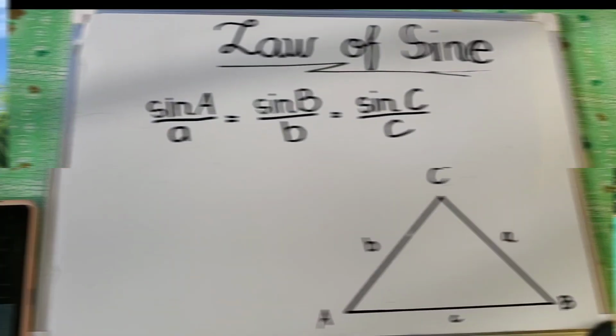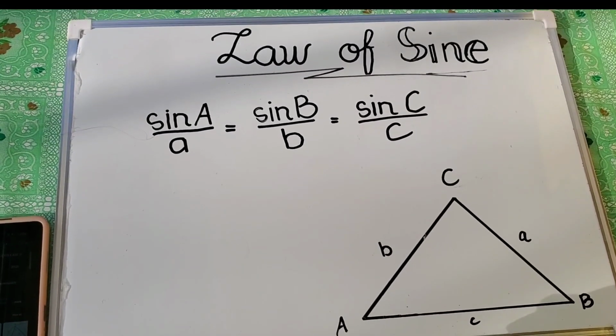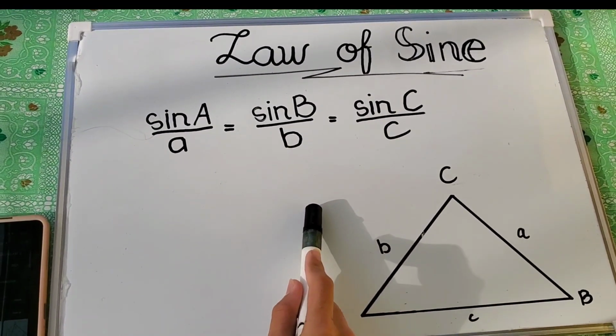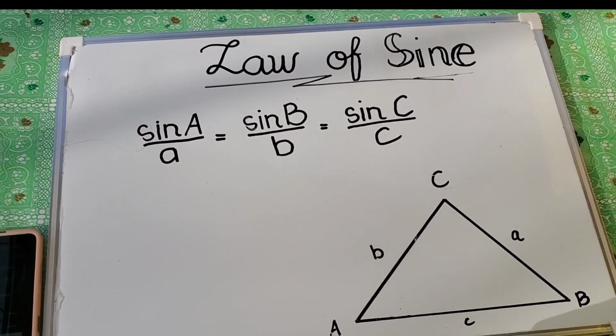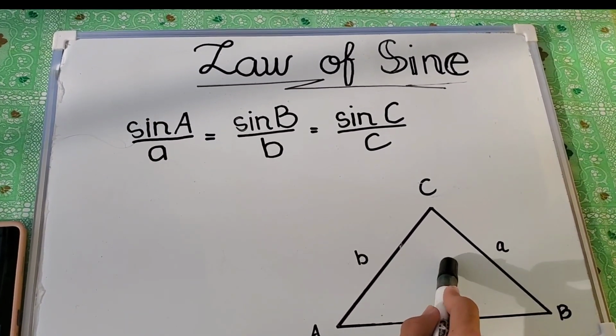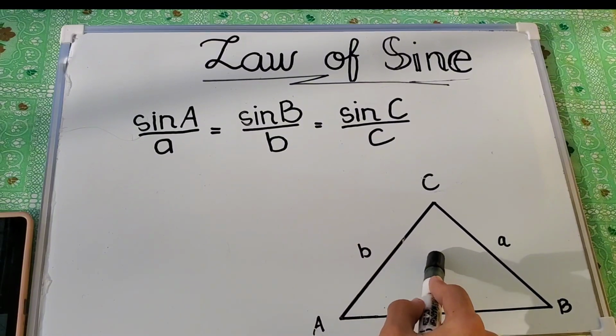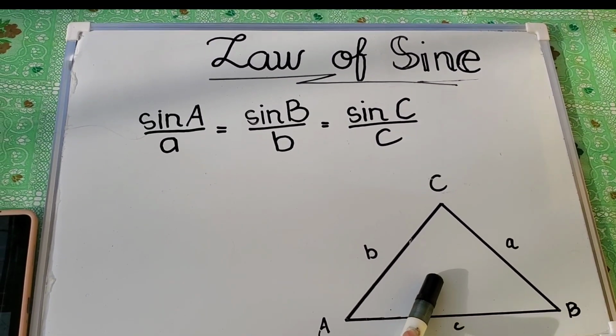In this video lesson, we are going to talk about the law of sines. In dealing with the law of sines, we are going to tackle the oblique triangle. Remember that an oblique triangle is a triangle that doesn't have any right angle on it.